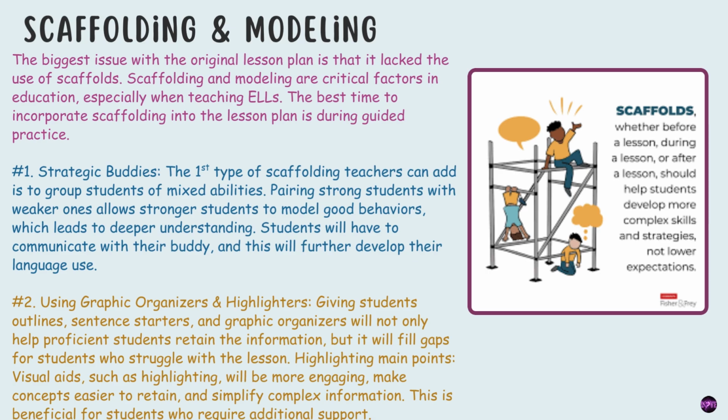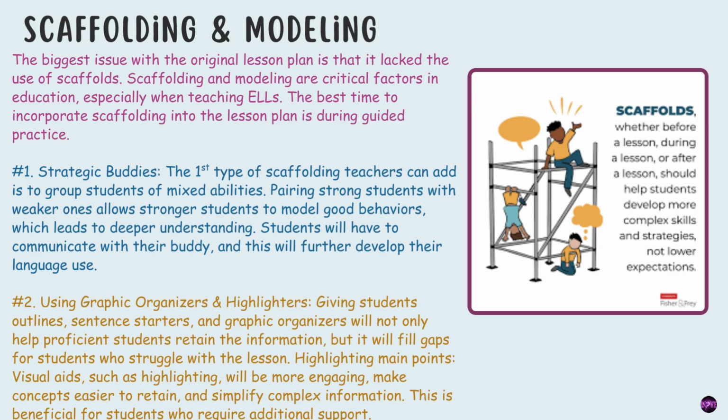So the final one is scaffolding and modeling. This is the biggest issue, because in the original lesson plan, there is absolutely no scaffolding involved, which was crazy, because English language learners do need room and time for scaffolding and modeling, proper paragraph structure, proper writing process. So one of the scaffolding methods that I kind of came up with was strategic buddies.